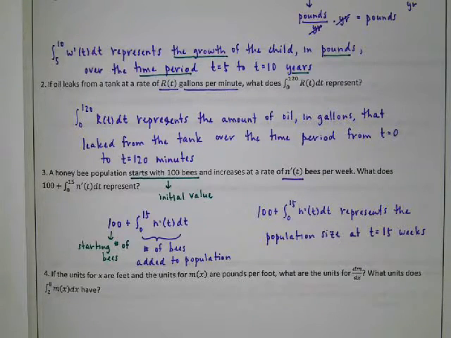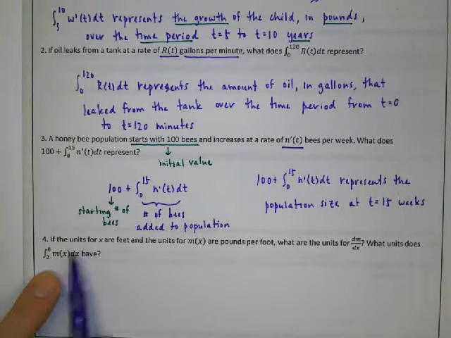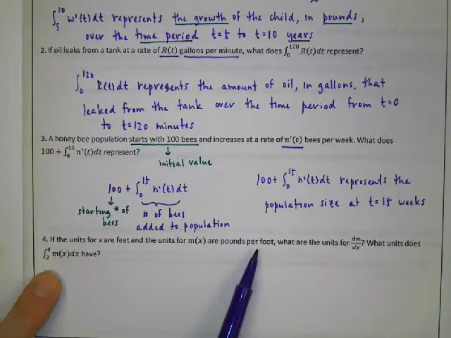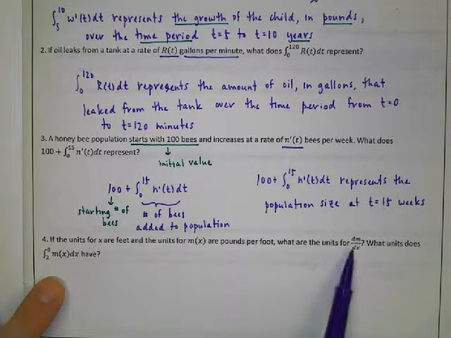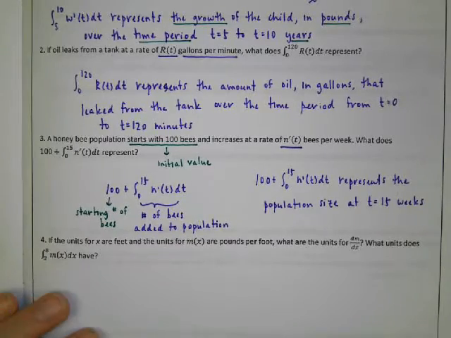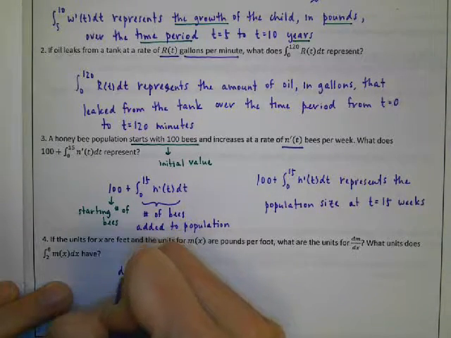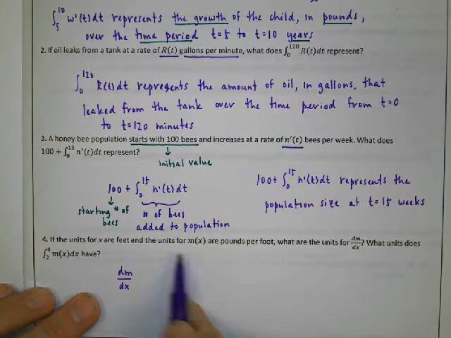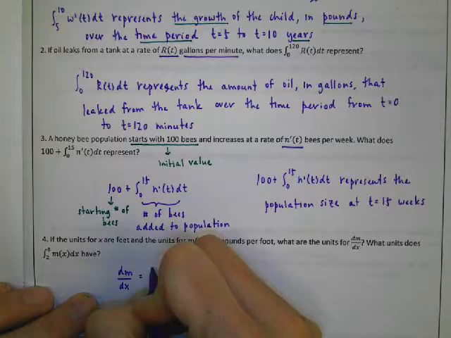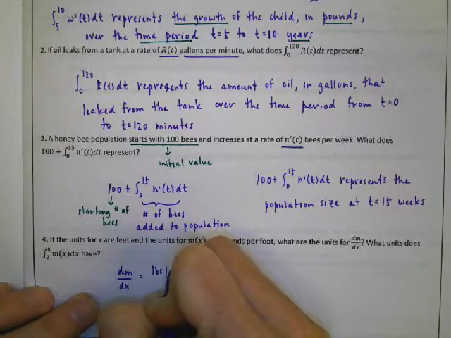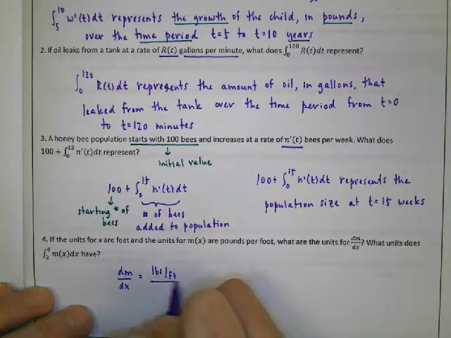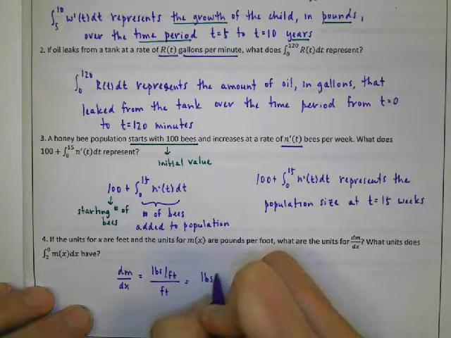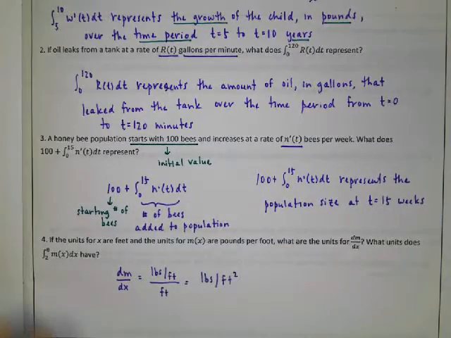All right, last one, working with units again. So we have, if the units for x are feet and the units for m of x are pounds per foot, what are the units for dm/dx? So let's take a look at that first. So dm/dx, the rate of change of m with respect to x. Well, we said m, our units are pounds per foot, and the units for x are feet. So our units there are going to be pounds per square foot.